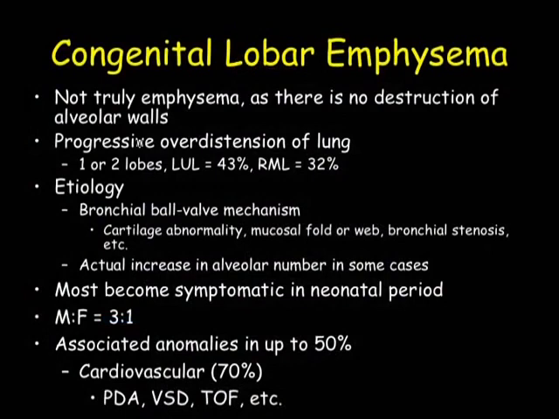Congenital lobar emphysema is not truly emphysema, as there is no destruction of the alveolar walls. It's due to a bronchial atresia and overdistension of the distal lung by the pores of Kohn and collateral airflow. It usually becomes symptomatic in the neonatal period, initially because it's a fluid-filled mass and then because it's an air-filled mass. About half of children will have associated abnormalities that are often cardiovascular.